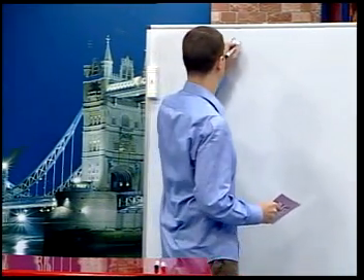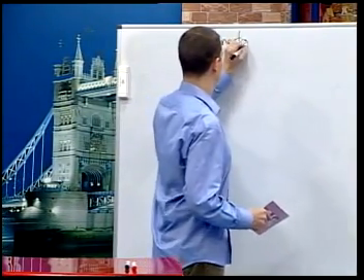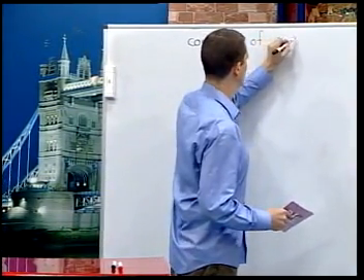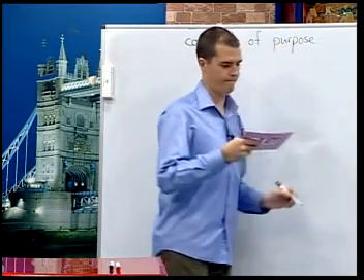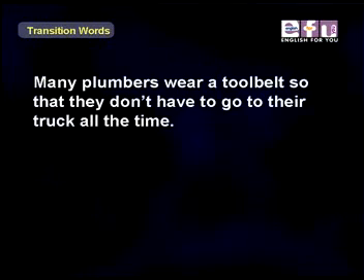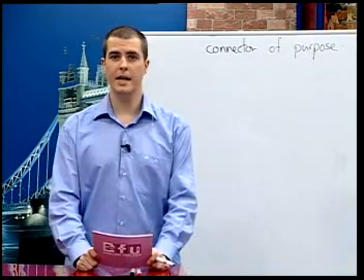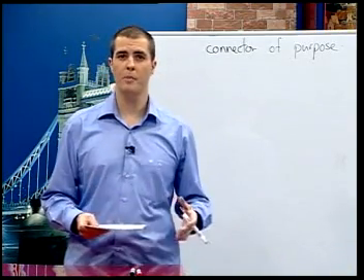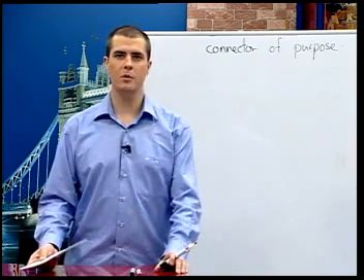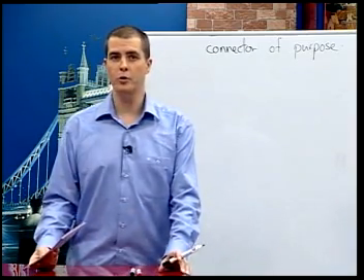And now let's look at a connector of purpose. Here are some examples for you. Many plumbers wear a tool belt so that they don't have to go to their truck all the time. We brought 2 hammers so that we could both work at the same time. A so that, which we quickly studied in lesson 14, is a connector used with the purpose of an action. It's like it answers the question, why did or why do you do something?